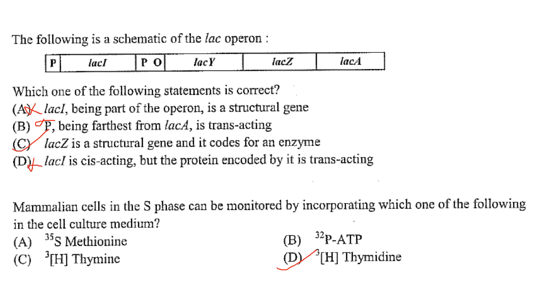Then next one. Mammalian cells in the S phase can be monitored by incorporating which of the following in the cell culture medium? So S phase means they are in the DNA replication phase. So if you add H3 thymidine, you can monitor them.